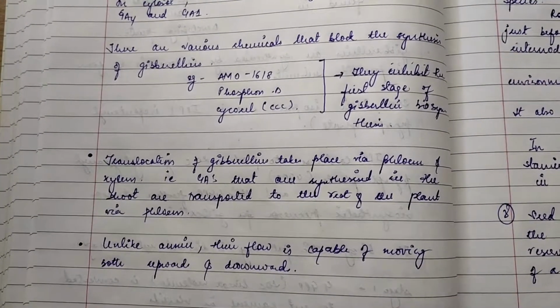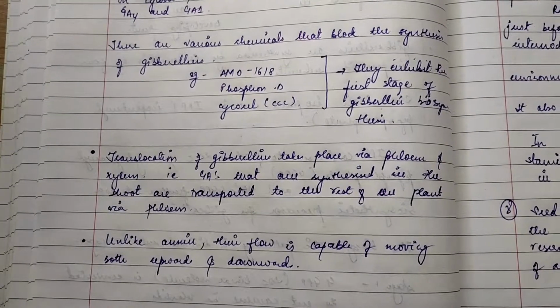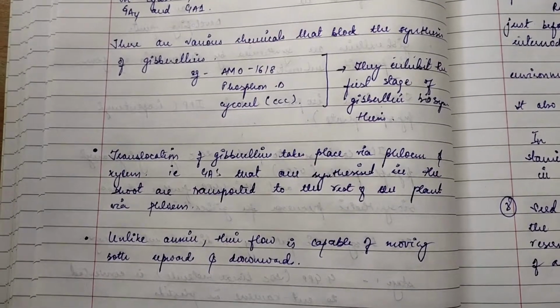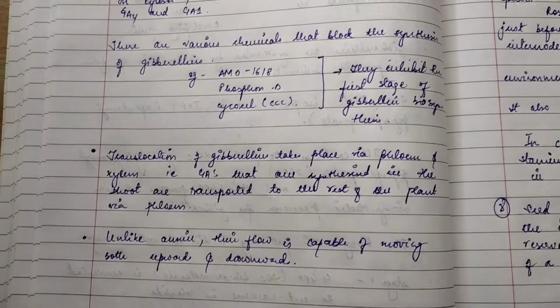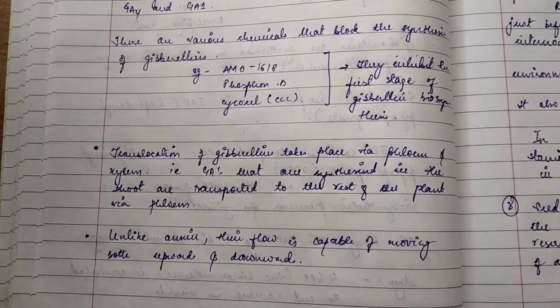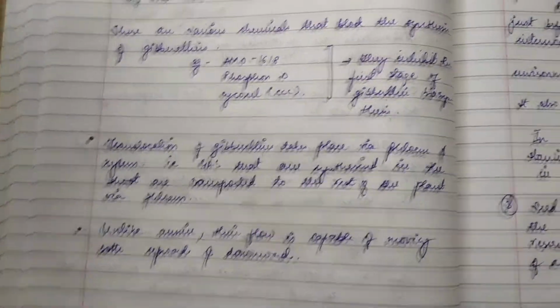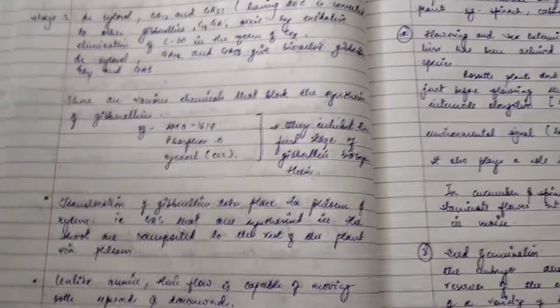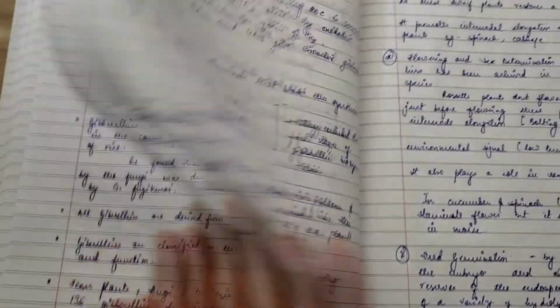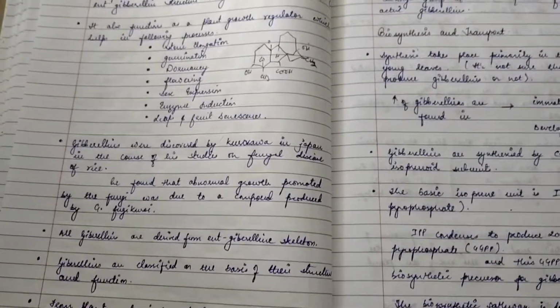And it is transported to the rest of the plant by phloem. Unlike in auxin में क्या होता है कि unidirectional flow होता है. इसमें क्या होता है, unidirectional नहीं होता. 3 type का flow होता है, upwards and downwards. ठीक है. This is all about biosynthesis, transport and everything, what are the basic features.